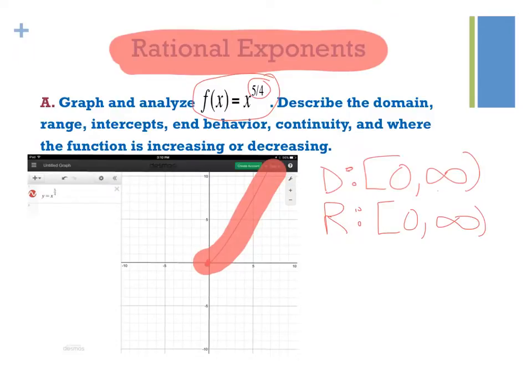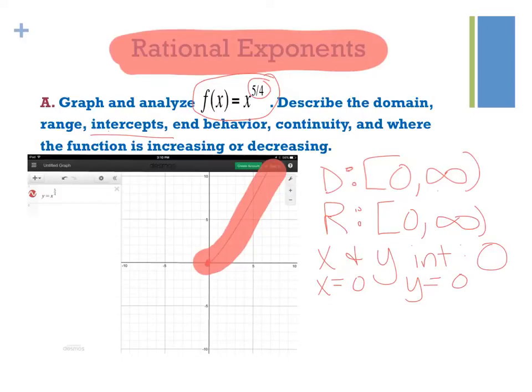And so when we're looking at the intercepts here, because the graph starts at the origin, the x and the y intercept are both at 0. So you could say x equals 0 and y equals 0 for the intercepts.